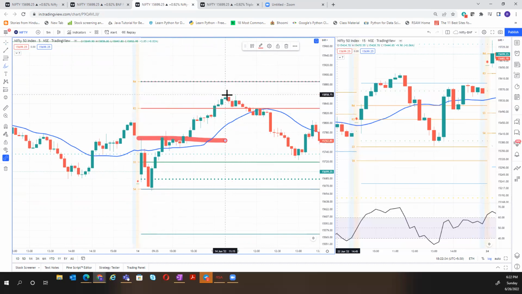And similarly, see, this is the last swing. Watch here. This comes down, goes up. This is the one I'm talking about.